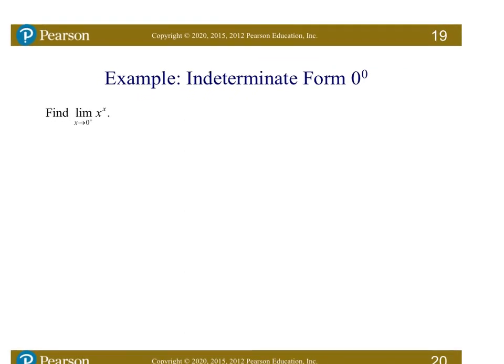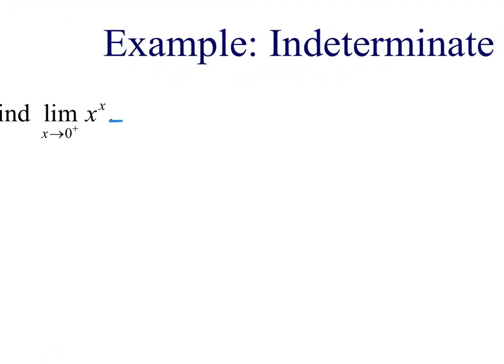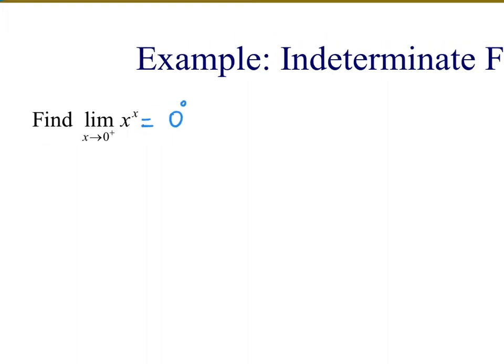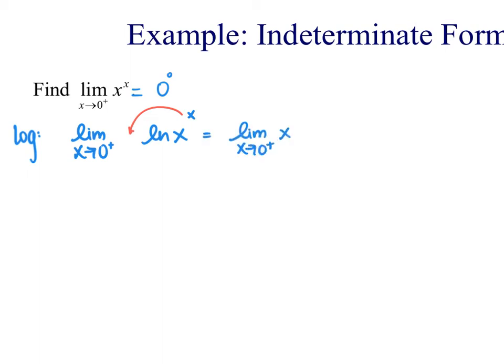Okay, here's another one. We're going to do a similar thing here with the indeterminate form 0 to the 0. So when we plug 0 directly in, we show that we get 0 to the 0, which is in the indeterminate form. So we are going to apply the log first. So this will be the limit as x approaches 0 from the right of the natural log of x to the x, which allows me to pull that power to the front. And so my limit is now x times the natural log of x.